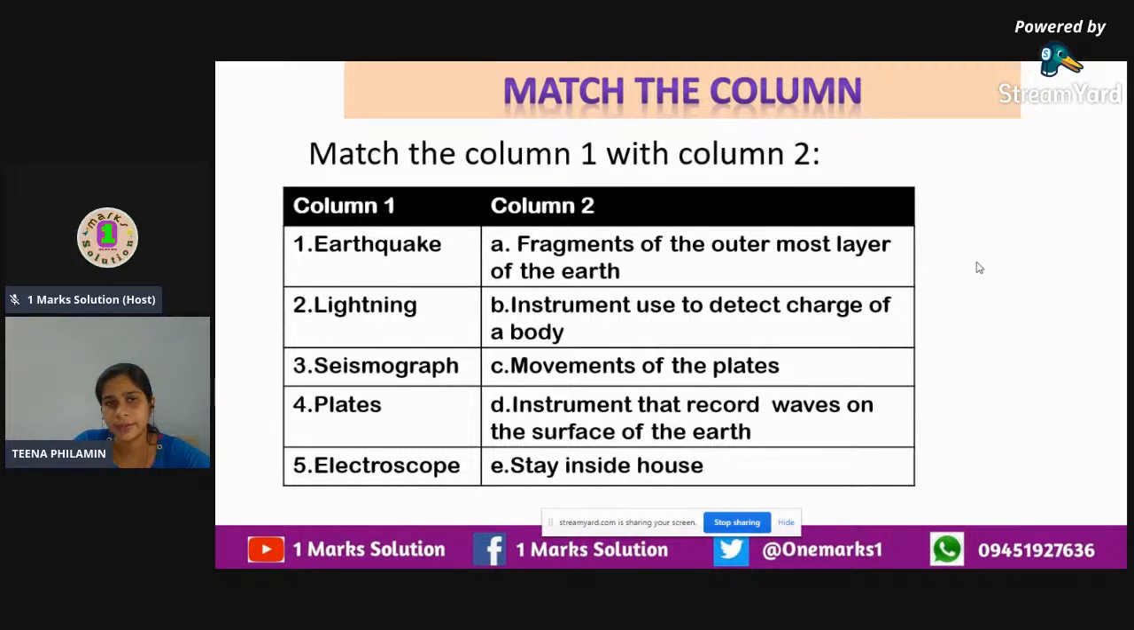Then the last one is electroscope. Electroscope is an instrument used to detect whether a body is charged or not. That is, to check whether a body is charged or not. That is, electroscope is an instrument used to check or detect the charge of a body, whether a body is charged or not.